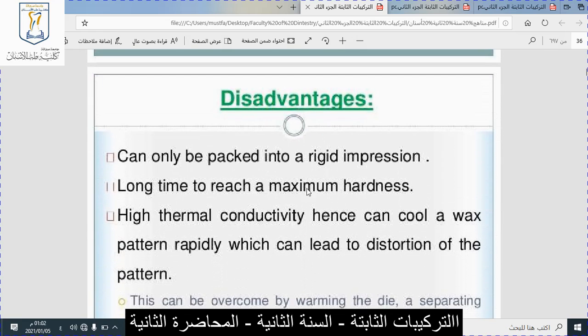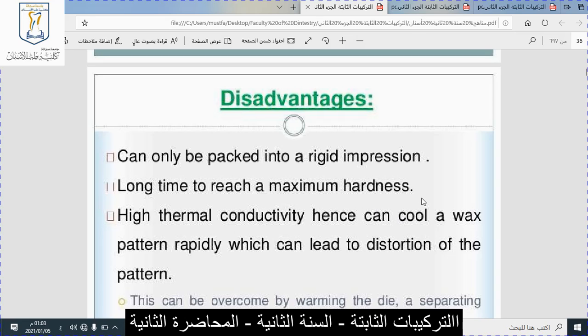Disadvantage: we can only pack it into a rigid impression, as we said, the compound impression. It takes a long time to reach maximum hardness, around 15 minutes or so. It has high thermal conductivity, hence it will cool the wax. It has thermal conductivity, cools the wax and makes some deformation. So when we use amalgam, thermal conductivity will make the wax cool faster.